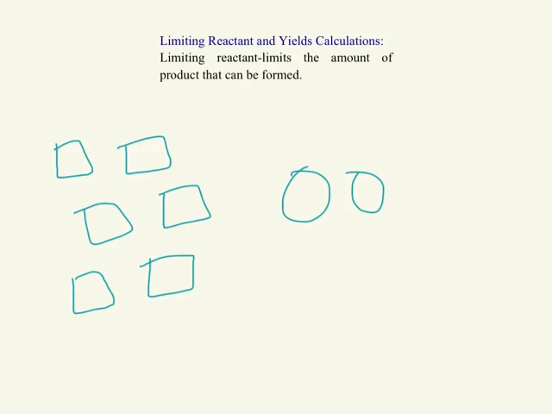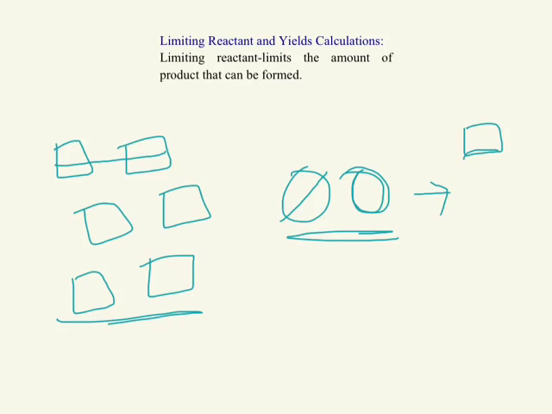For example, let's say we have these two reactants. This is reactant A and this is reactant B. These are, let's say, bread slices and these are cheese slices. And what I want to do is make a sandwich. And what is my sandwich made up of? Two slices of bread and one cheese. So I use these two slices of bread and this piece of cheese and I made my one sandwich. Then I can use again these two slices and this cheese slice and I have another sandwich.